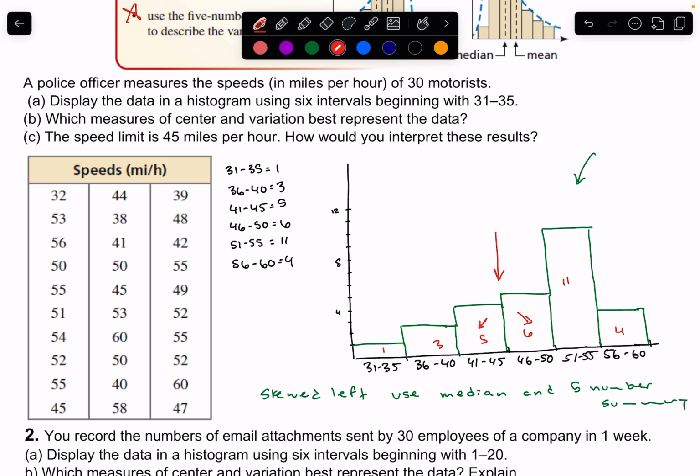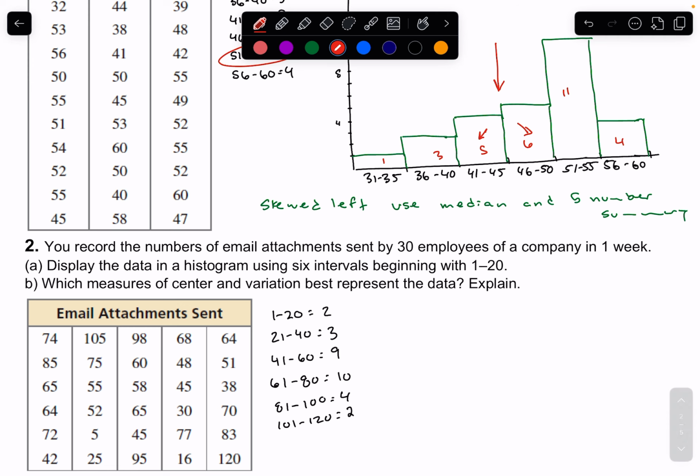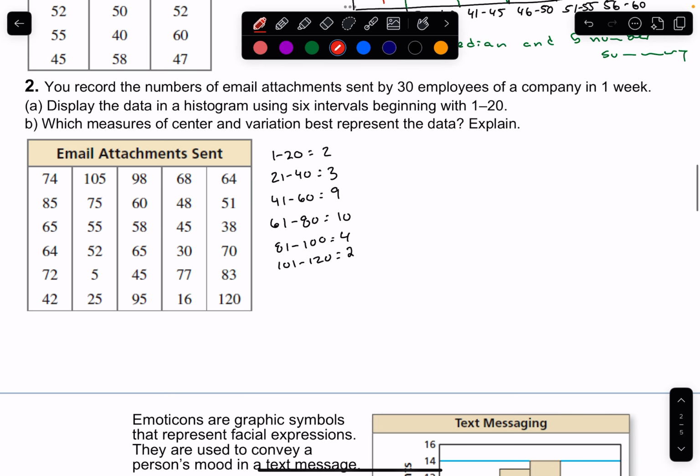So my interpretation would be a lot more people speed, and it looks like the group that's the biggest goes 5 to 10 miles per hour over the speed limit. And if you think about your own driving, that's probably pretty true. Most people go between 5 and 10 miles per hour over the speed limit, which is why our speed limits are so low, because they know that. They know that most of us go 5 to 10 miles per hour above the speed limit. All right, next group, email attachments.